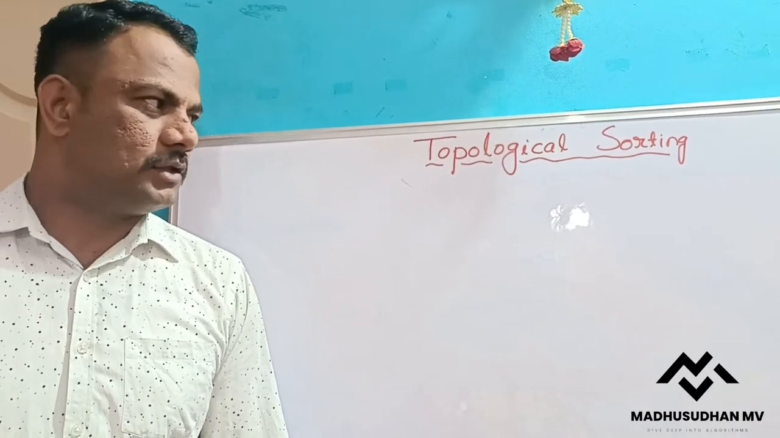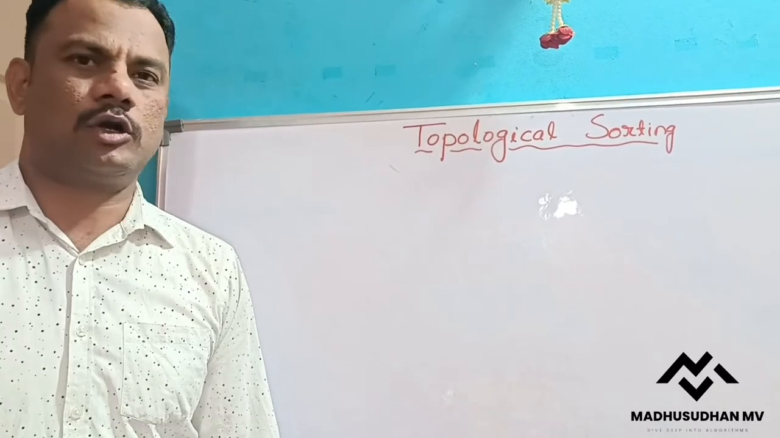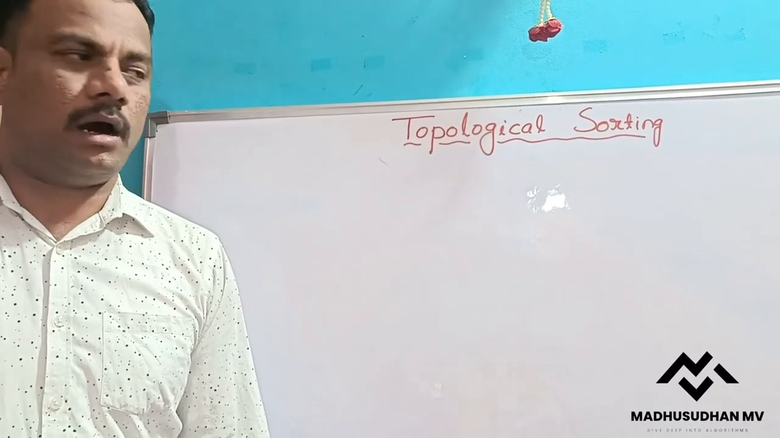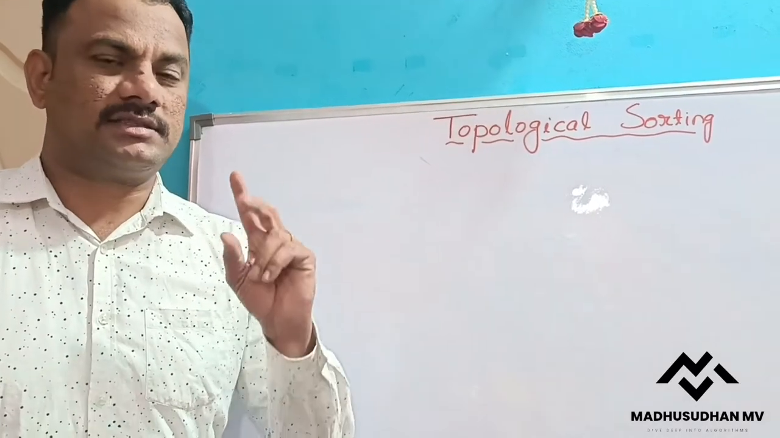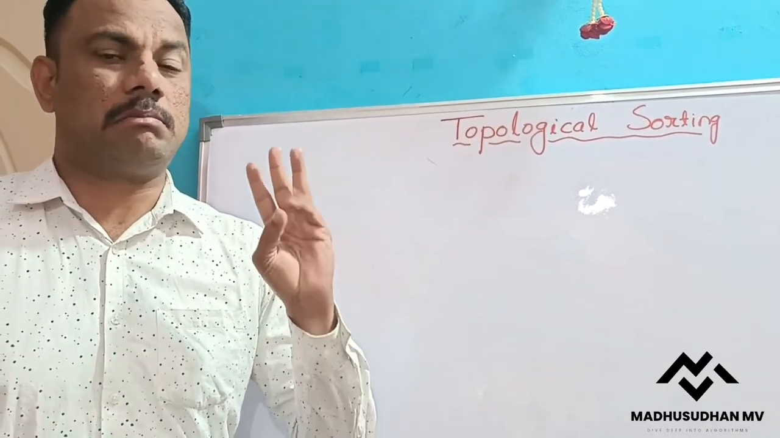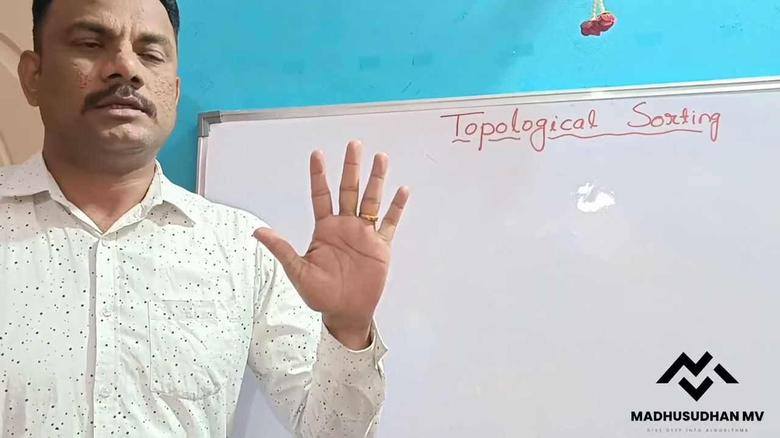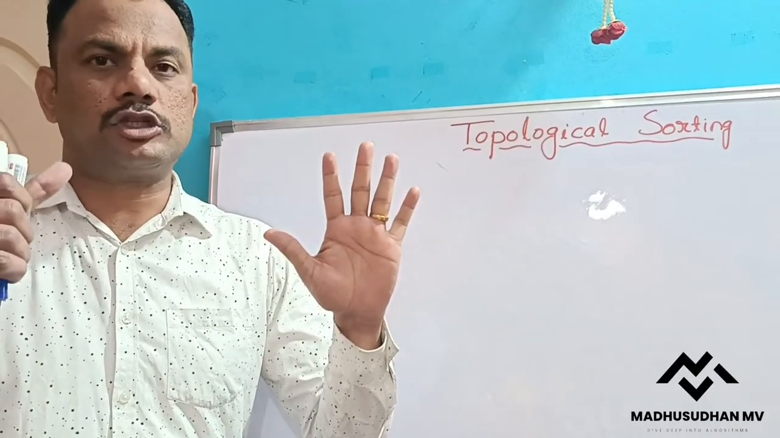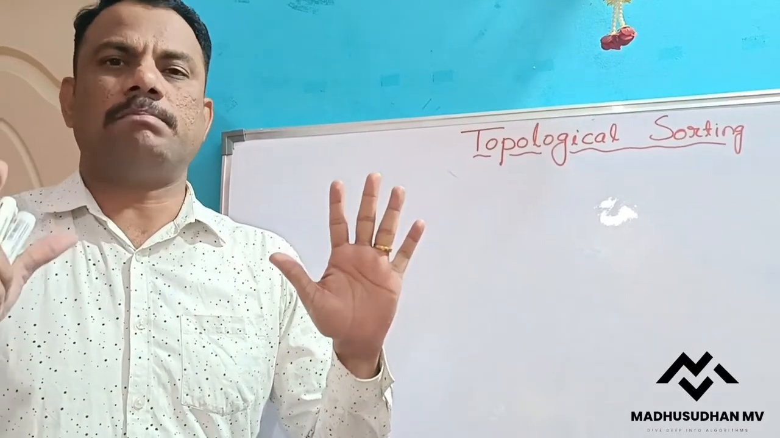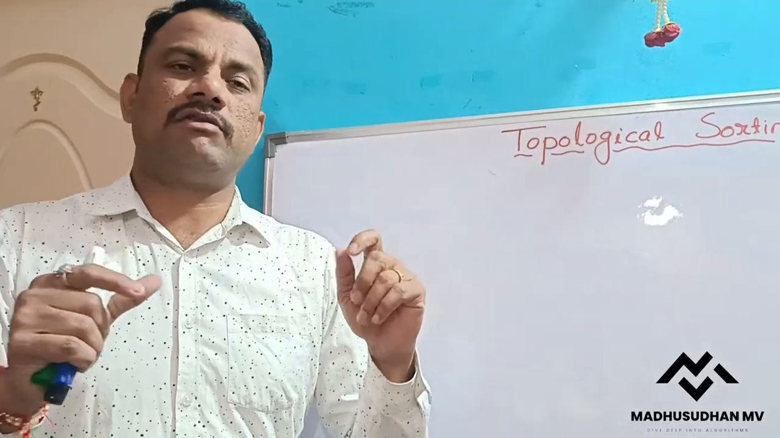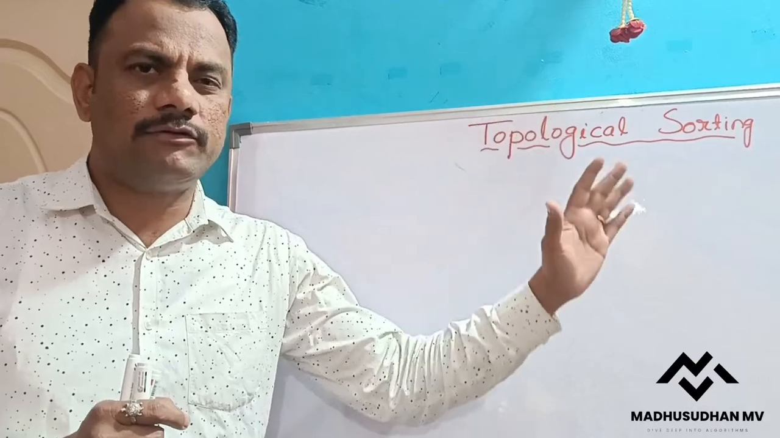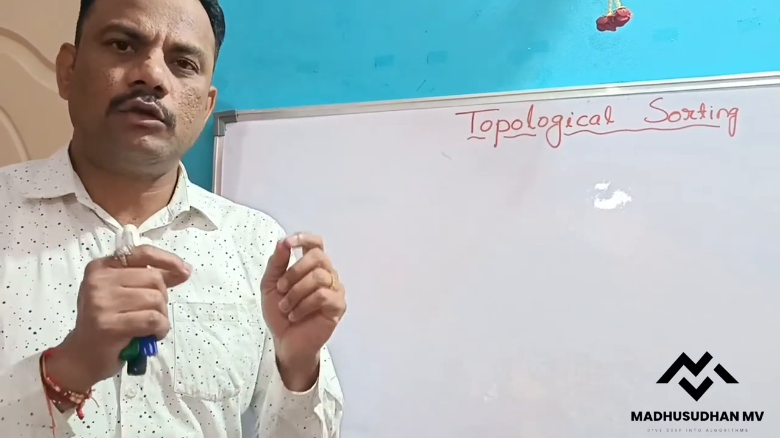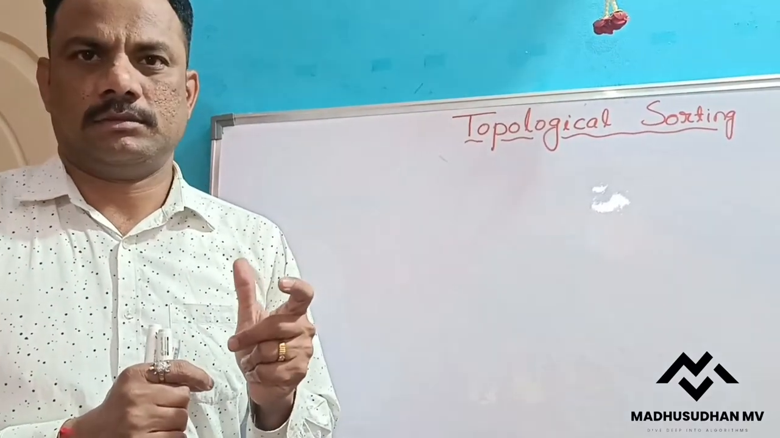Hi everyone. In this video, I'm going to explain topological sorting. We already discussed many sorting techniques, like bubble sort, selection sort, insertion sort, merge sort, quick sort. Then we discussed distribution counting sort, comparison counting, and other than that, radix sort and heap sort. All these different sorting techniques are used to sort numbers.